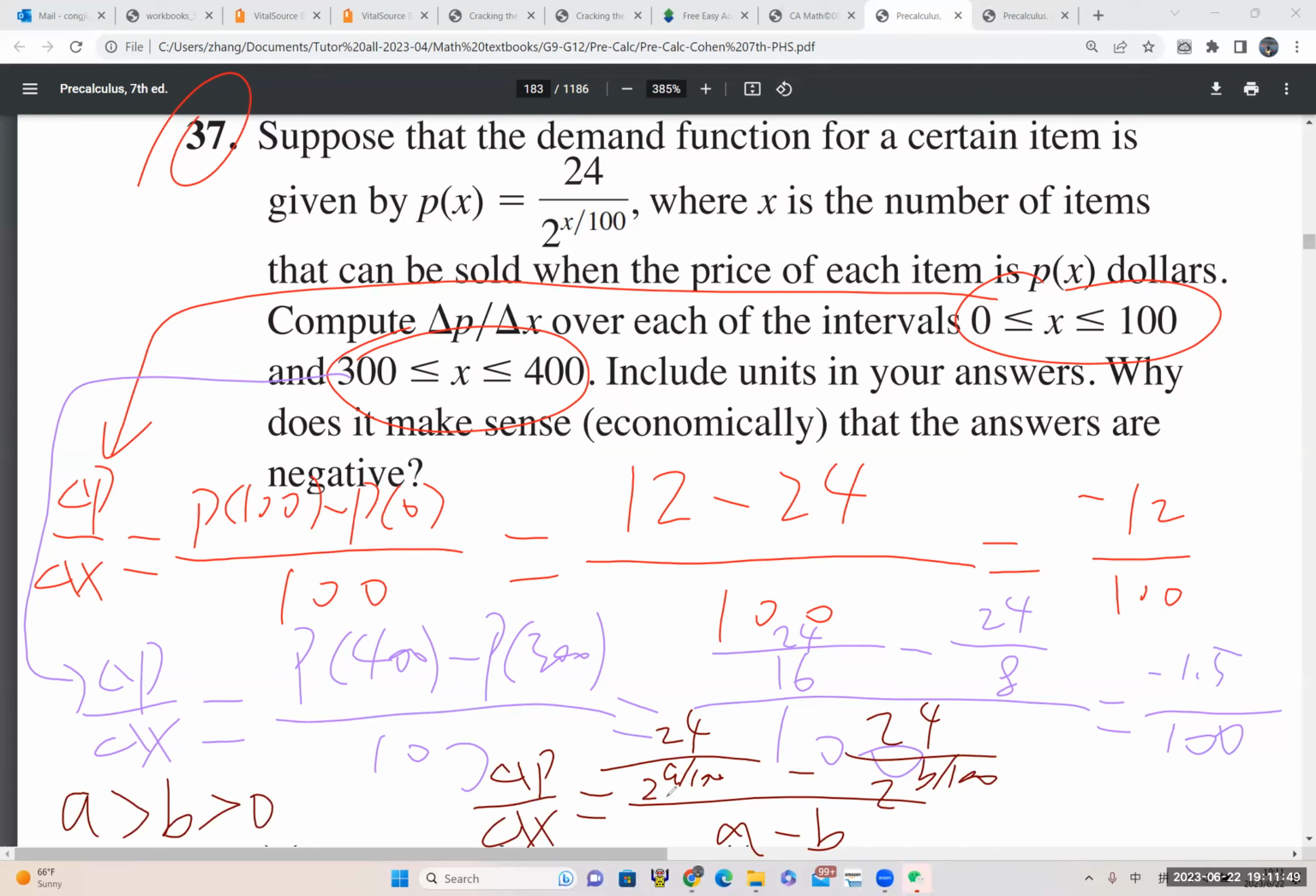So which is bigger? 2 to the A over 100 is bigger, right? Because this is an exponential function. It's increasing when the base is 2. So A is bigger than B, so this is bigger. But after taking the reciprocal, this means smaller. So anyway, this is smaller than the other one, right? So that's the reason it's always negative.